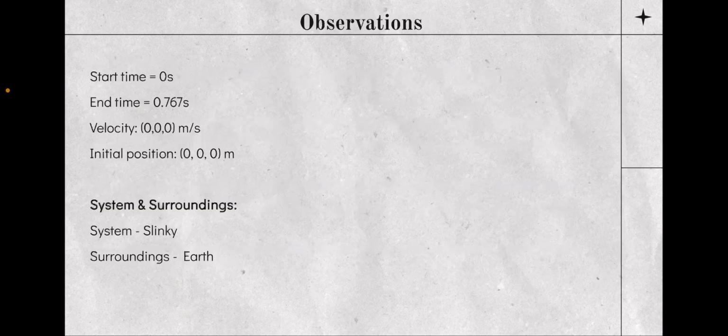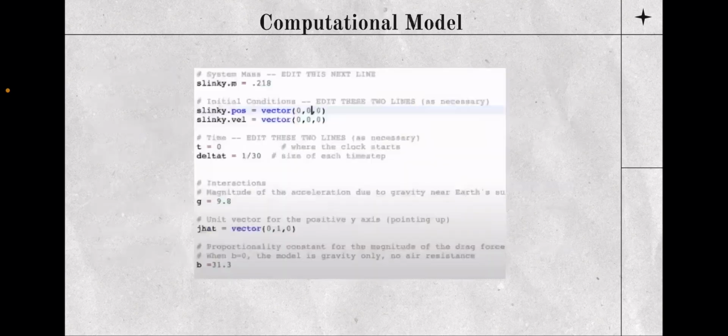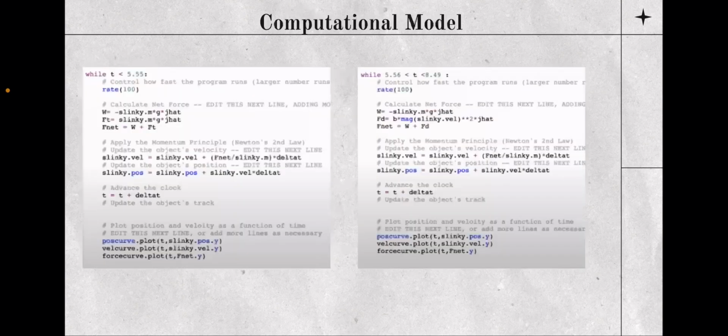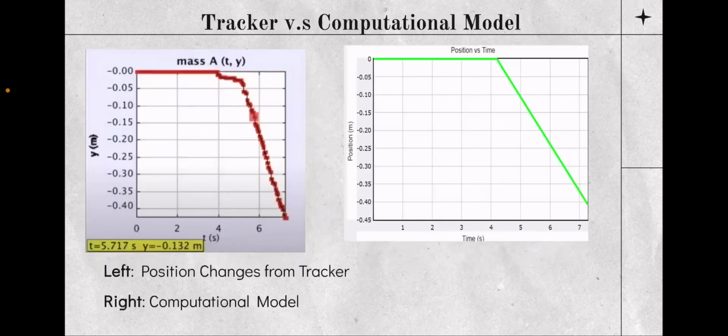And then the observations: the start time was 0 seconds, the end time was 0.767 seconds, the velocity in the beginning was 0, and its initial position was 0. We consider the system the slinky and the surroundings Earth, which means that gravity is acting on the system of the slinky. Now here are some examples of the computational model, and then a comparison between the Tracker versus the computational model.